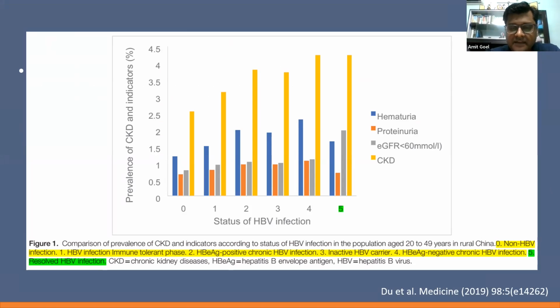So it has shown that as the stage changes, the prevalence of different forms of chronic kidney disease like hematuria, proteinuria, reduction in GFR, and chronic kidney disease, increases with the increasing ages. But here, the effect could be the duration of HBV infection, because as the stage changes, the duration of HBV infection also changes. But here it seems to show some association between the stage of disease of HBV infection and the prevalence of chronic kidney disease. Here we can see a gradient.